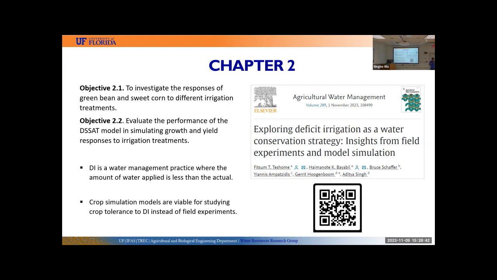However, there are different methods to evaluate crop tolerance to deficit irrigation treatments. One, we can do an experiment. By doing an experiment, we can evaluate crop tolerance to different irrigation treatments, or we can also use crop simulation models for investigating crop tolerance to different deficit irrigation treatments without having a field experiment. And the result of this study is also already published in the Journal of Agricultural Water Management. You can use this QR code if you are interested in our research paper.